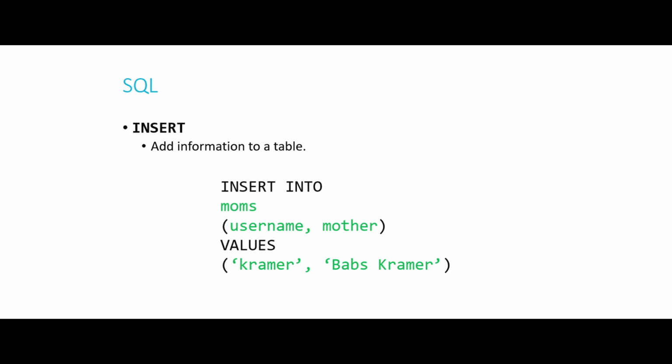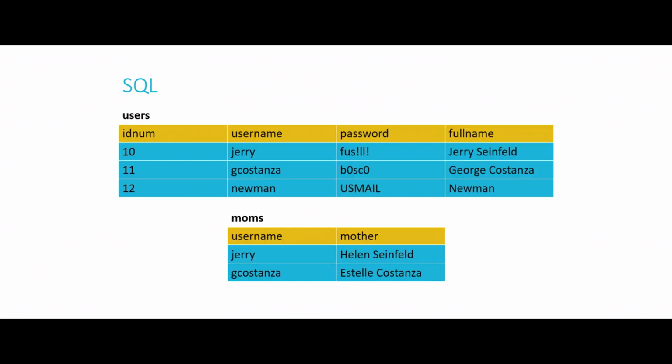Let's do this another time. Let's insert into the other table, insert into the moms table the following values into these following columns. We can insert into the username and mother columns of the users table the values Kramer and Babs Kramer. And just like what we saw before, this is what we would have as a result. We would just insert that row, and it would now be part of our database and part of our tables. So that's the insert operation.